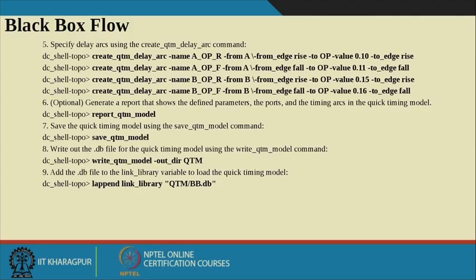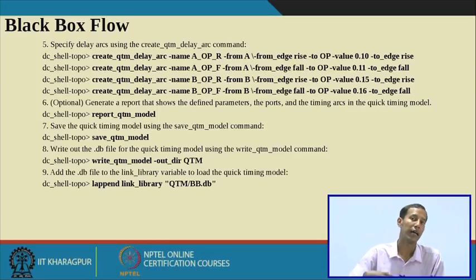I am setting all these things for the particular black box. After specifying the library information, wire load information, setup time, hold time values, clock values, and the input and output ports, you can specify the delay arcs using create_qtm_delay_arc. That means now I will create the delay, that is the timing information, for that particular black box model. How can I do that? create_qtm_delay_arc with the name A to OP, from A to the rise edge of OP, with the value 0.10.